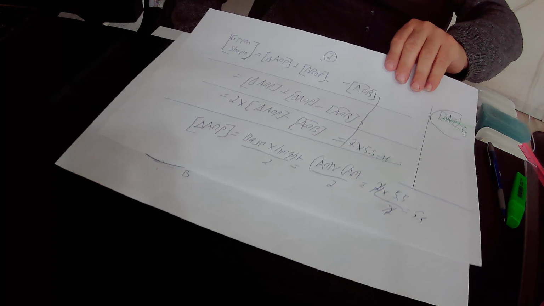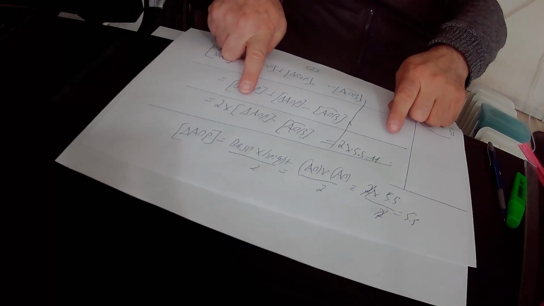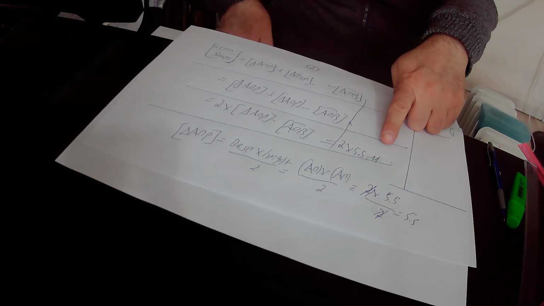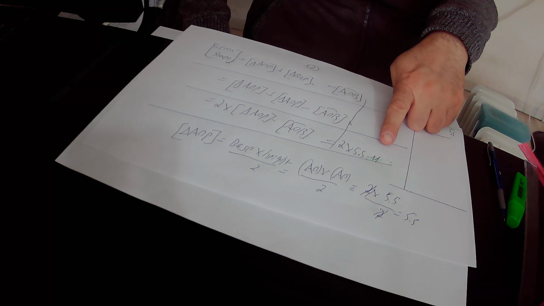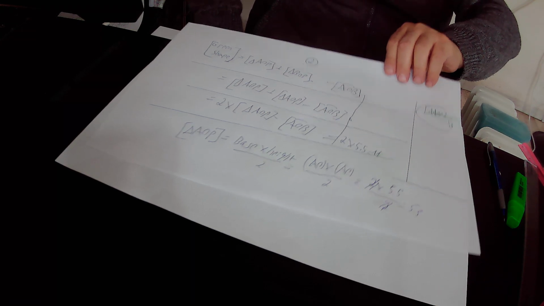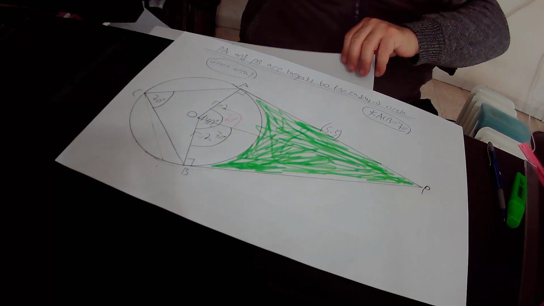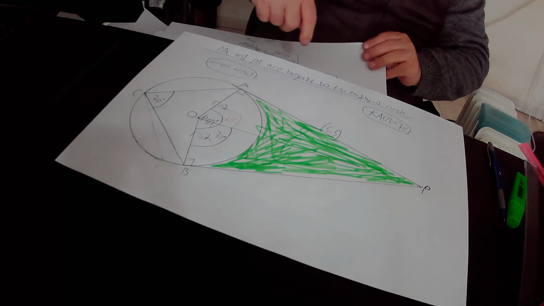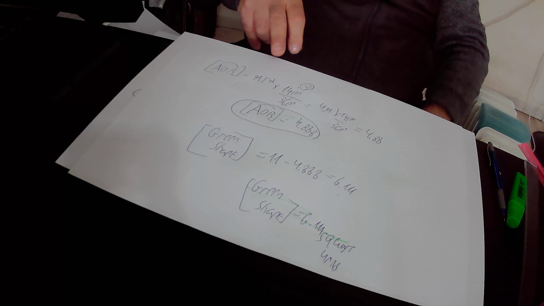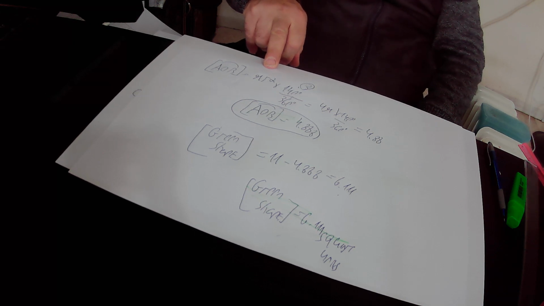So in conclusion, 2 times the area of triangle AOP is actually the area of quadrilateral AOBP, and the area of quadrilateral AOBP equals 11 square units, and we have to subtract from it the area of sector AOB. Okay, so what is the area of sector AOB? The area of sector AOB equals the area of the circle that contains the sector, that is pi r squared.